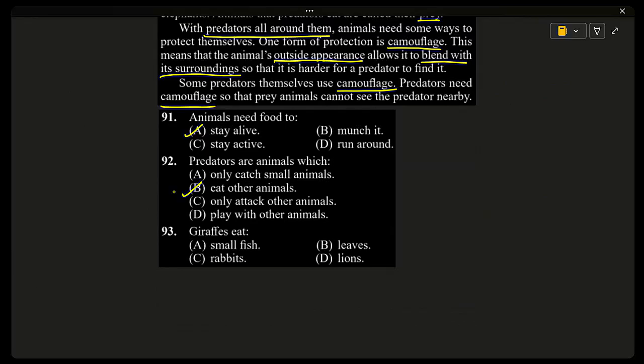And 93. Giraffes eat small fish, leaves, rabbits, lions. It is clearly mentioned that in the African tropical regions, the tall trees, leaves they will eat and live, giraffes. And two more questions are there in this passage.